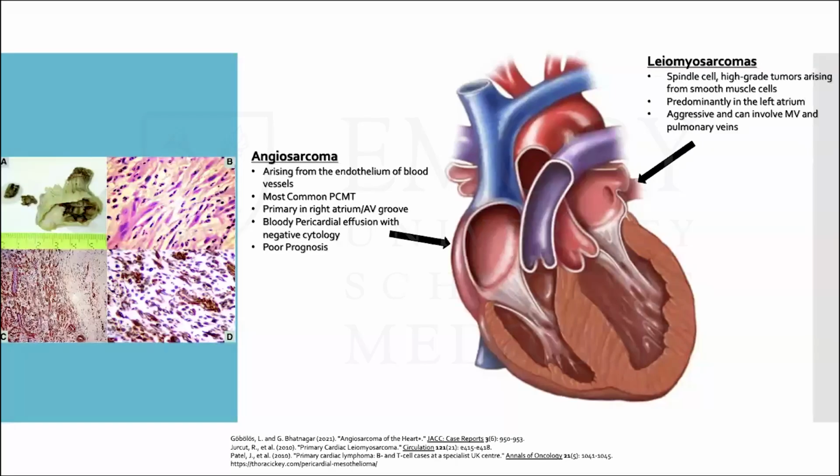The second most common primary sarcoma of the heart would be leiomyosarcomas, and these, as the image on the left portrays, are spindle cell high-grade tumors that arise from smooth muscle cells. And they actually have a predilection for occurring in the left atrium. And because these tumors are so aggressive, they often invade the mitral valve. So they cause those left-sided obstruction symptoms that I mentioned earlier.